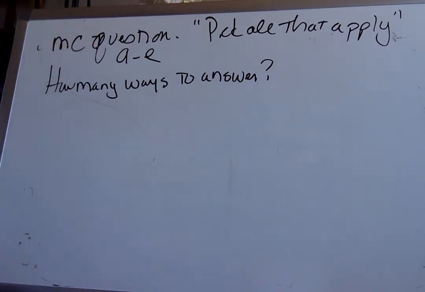So, okay, pick all that apply. Well, maybe I just want to pick one, but I don't know if it's A, B, C, D, or E, right? So 5 combination 1, of course, gives me 5. Because I could have filled in A, or B, or C, or D, or E. Just one of them, right?